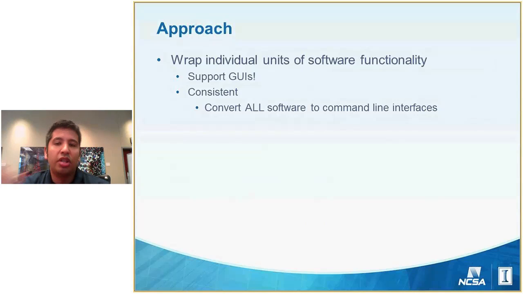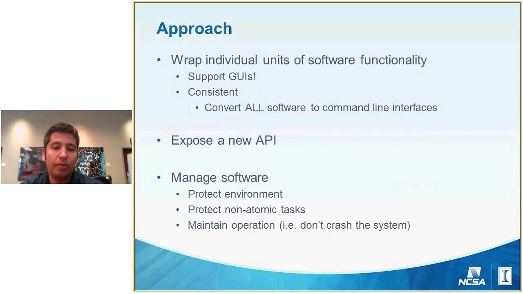So the approach we use here is to wrap individual units of the software functionality. The individual units are things like open, save, import, export, whatever else is in the menus of a GUI application. I support GUIs for sure, and make it consistent. Basically, what the software server does in the back end is essentially convert all software into command line software through these wrapper scripts. So it exposes a new API, and on the back end it also does a lot of management of the software. It's kind of important, especially with GUI software running on a desktop somewhere, that you have to protect the desktop.